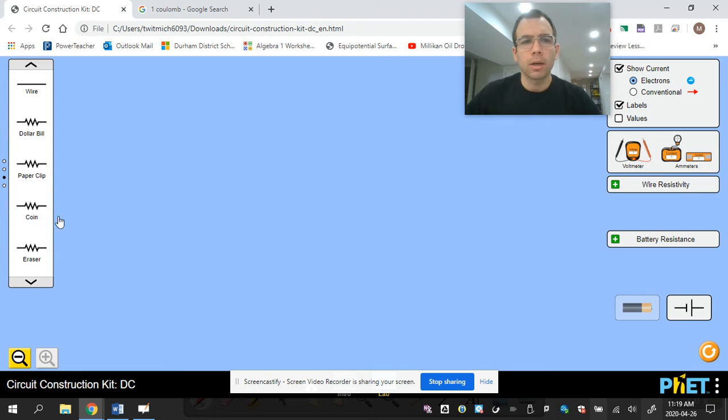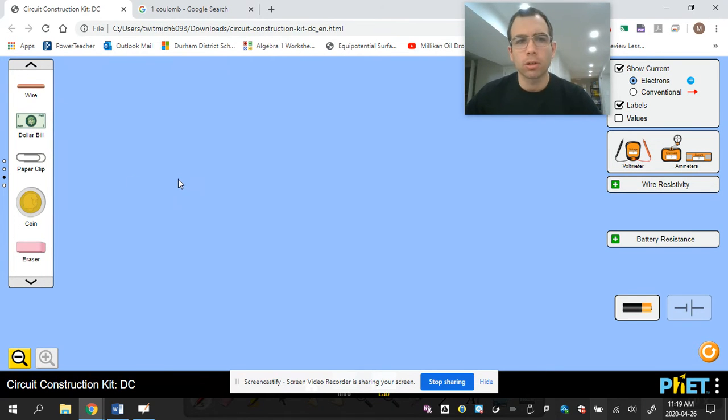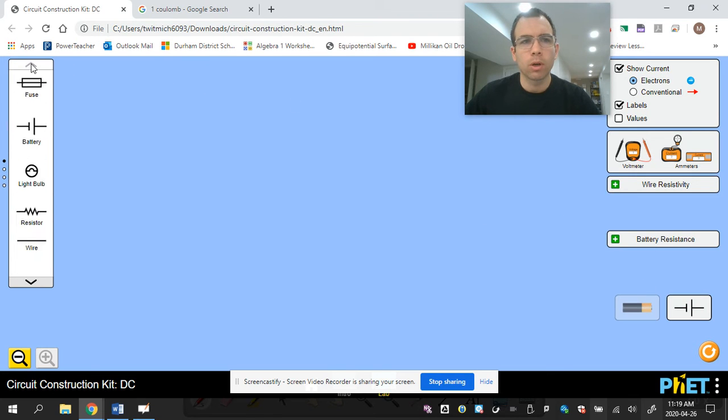Okay, so we've got erase. We're going to play with different things in here. You've got an eraser, a coin, a paper clip, a dollar bill, just to see if those are conductive, I think is why they're in there. So the ones you want to worry about here, if we start at the top: this straight thing's a wire, battery, light bulb, resistor, switch, fuse. So that's just some of the symbols you need to know.